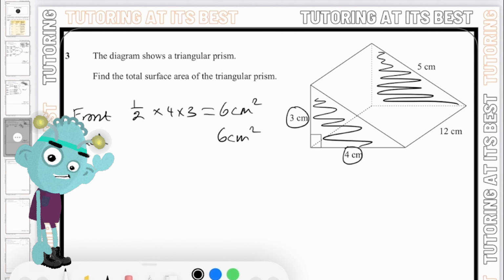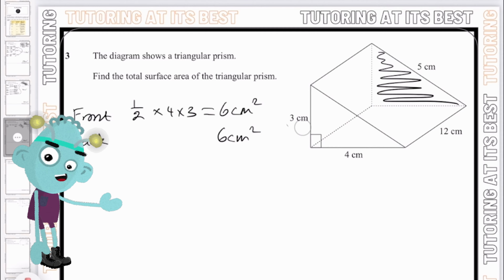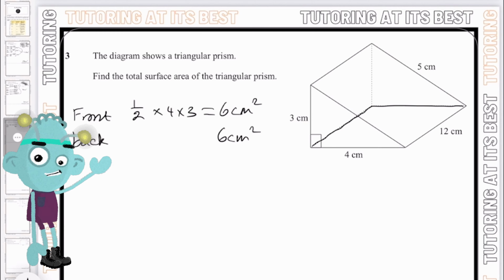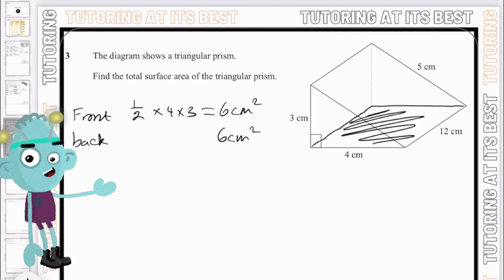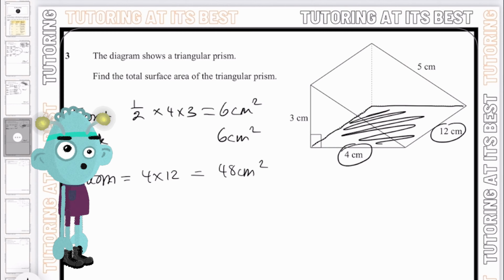Now that is all done, let's go ahead and calculate it for the bottom. So again, the bottom, let's take a look at what we have. Again, if I draw this out, this is our bottom here. So again, 4 by 12, and that will give us 48 centimeters squared. So that's our bottom done.